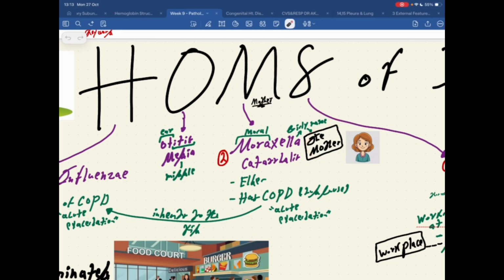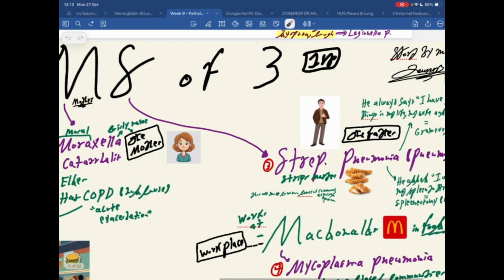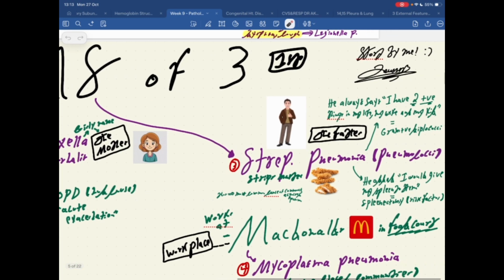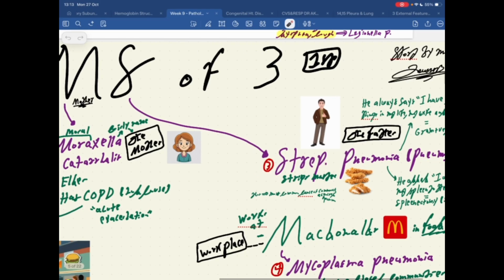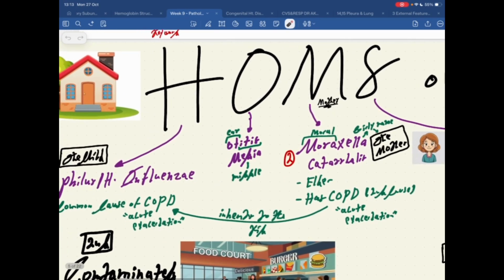okay? And we have lastly the S, which is the father, and this character will represent Streptococcus pneumoniae in our story, our pneumococci, okay? And we'll talk about the father and his story in a bit. But before we move to that, we'll talk more about the child and the mother, and we'll start with the O as well. We want to talk about the O.